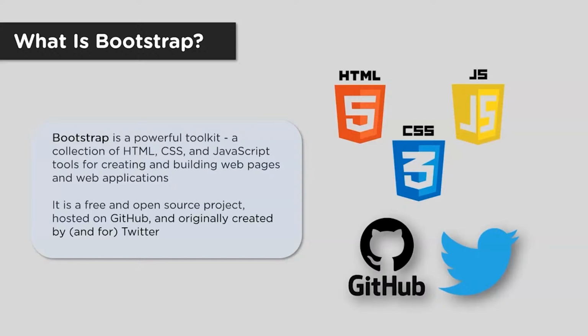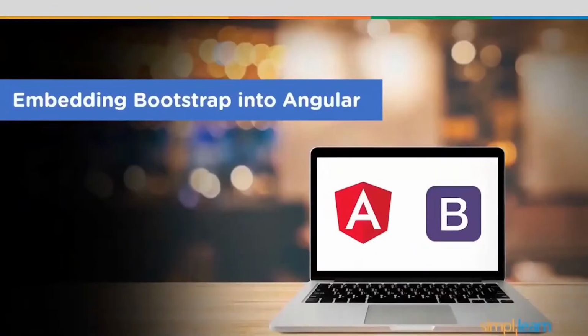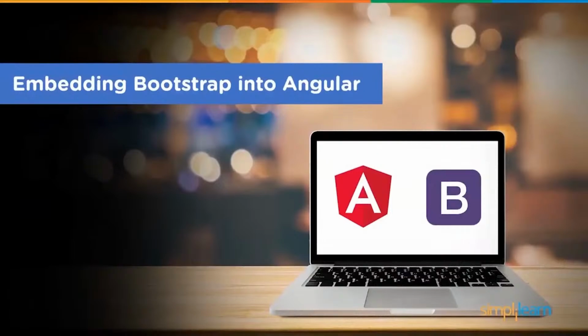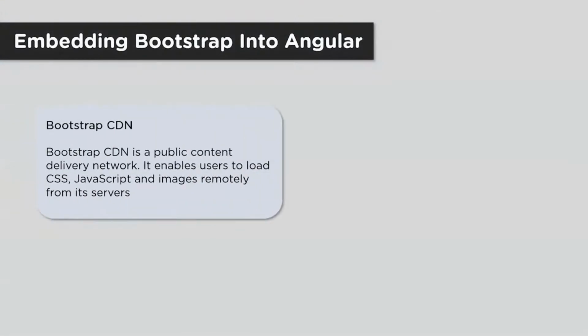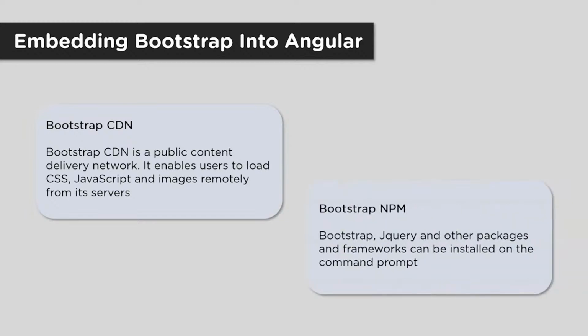Now, before using Bootstrap, it needs to be embedded into your application. So let's see how to embed Bootstrap into Angular. Now there are two ways to do it. First up is by using the Bootstrap CDN, or the Content Delivery Network. This enables users to load CSS, JavaScript and images remotely from its servers. The other method is to use Bootstrap NPM. Bootstrap, jQuery and other packages and frameworks can be installed via the command prompt. In the tutorial that I'm going to be showing you, I've embedded Bootstrap using NPM.